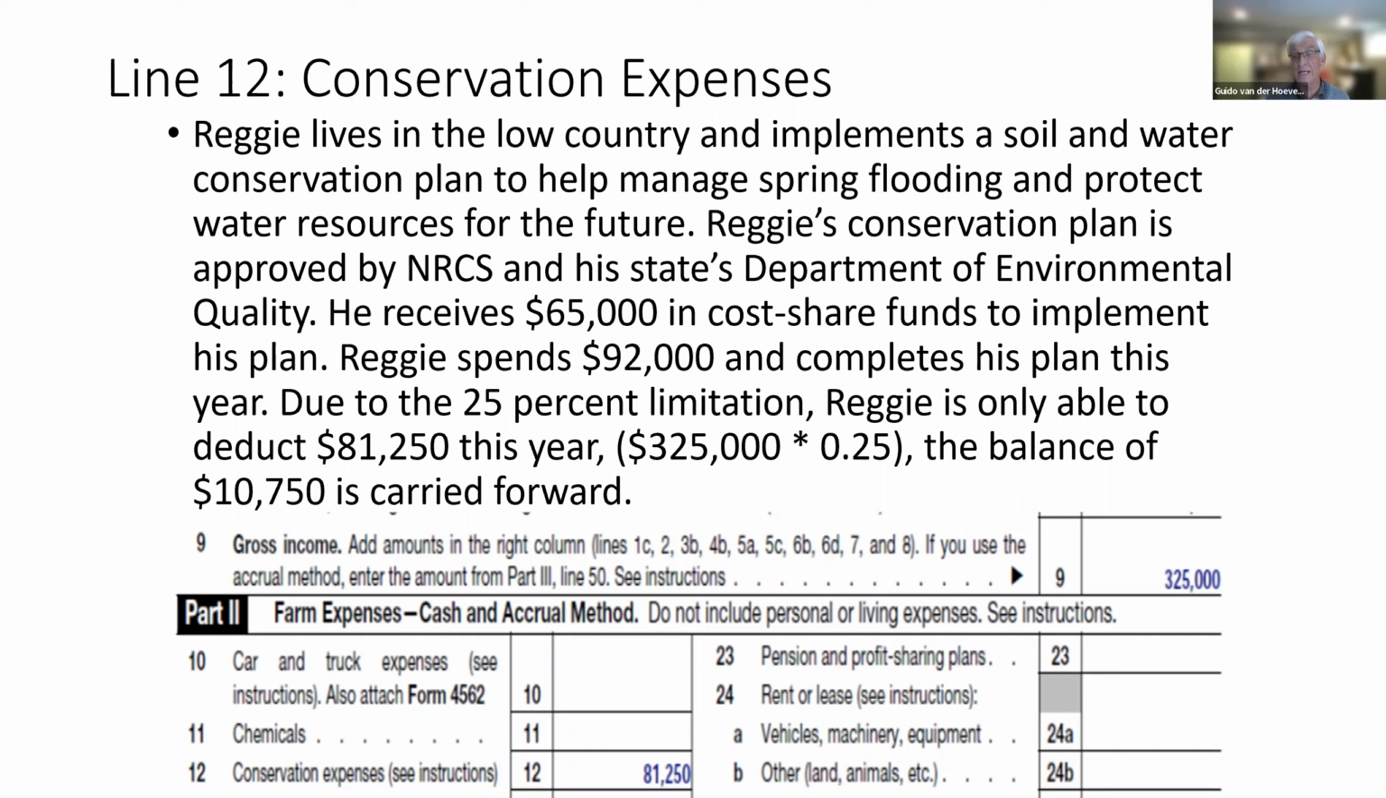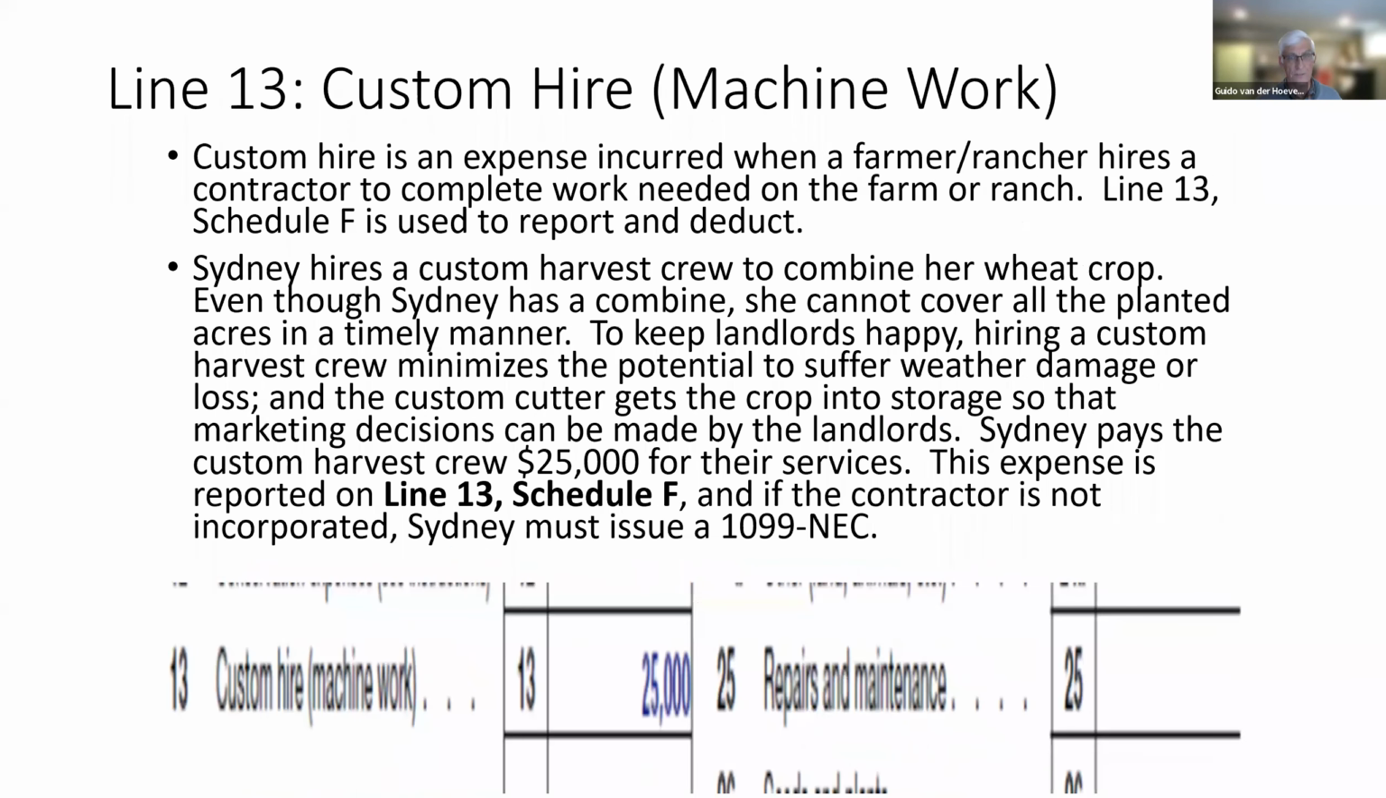because, as you can see, his line 9 is $325,000. So 25% of that is going to be $81,250. So what do you do with the difference? Well, the difference, that $10,750, is carried forward until it is consumed. But each year you still have to watch out for that 25% rule because there could be some other soil and water conservation expenditures in those subsequent years. But that's how this works and how the rules allow that tax deduction on the tax return.